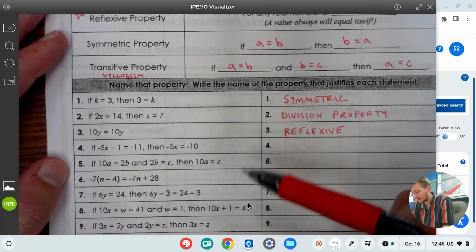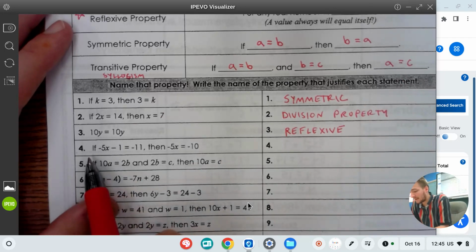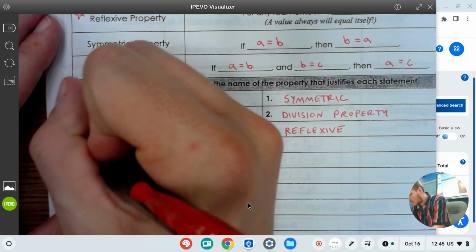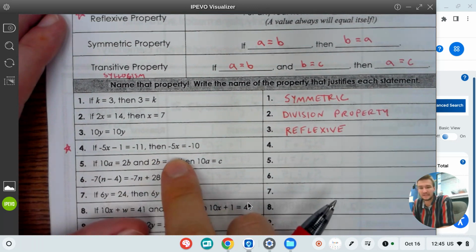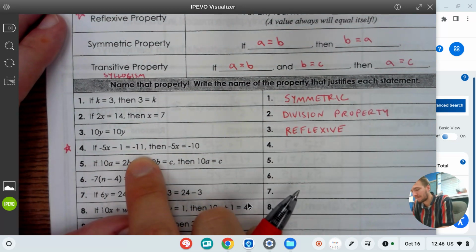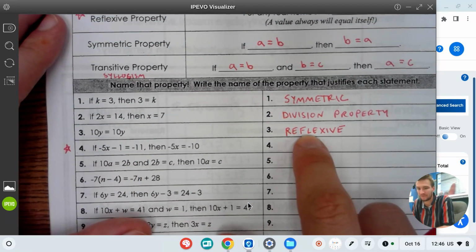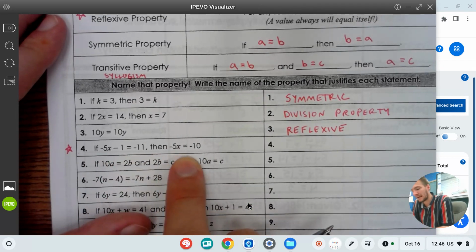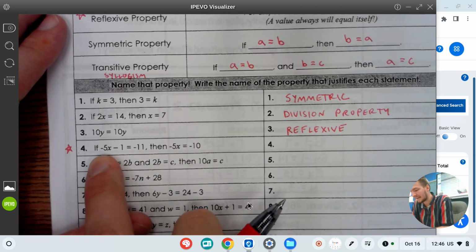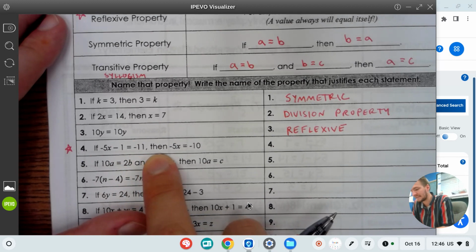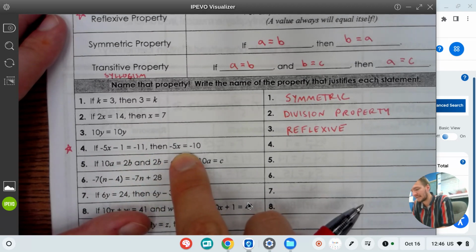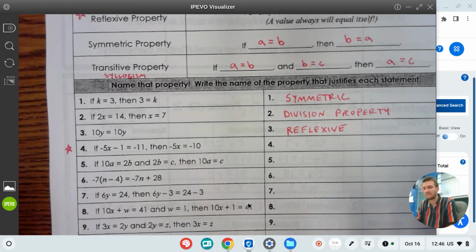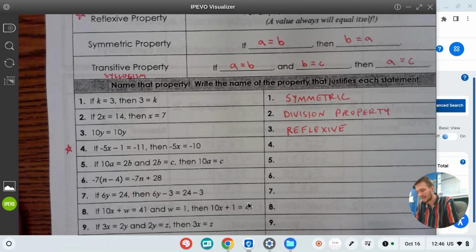Let me get through 6 and then I'll do it for you. Number 4, when we're actually handling these properties, as long as we remember that reflexive is different from symmetric. Questions like number 4 are normally the ones that people kind of mess up. We see that negative 5x minus 1 equals negative 11 is going to turn into negative 5x equals negative 10. Something happened. We did something. We always do the same thing to both sides.